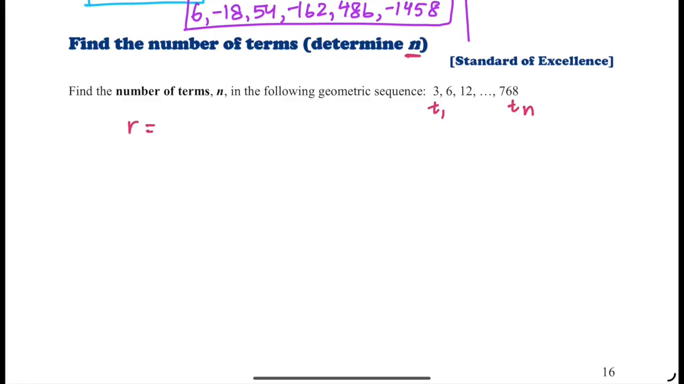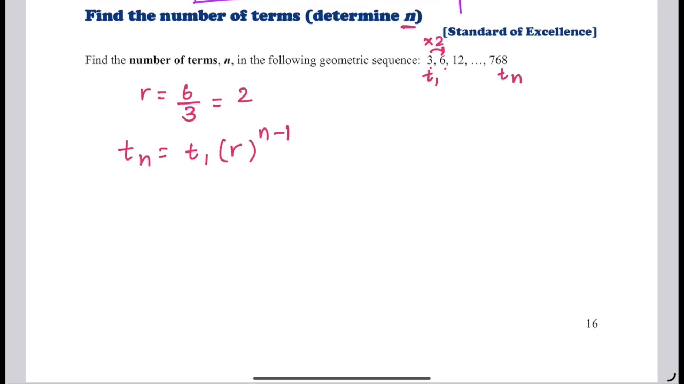What will our ratio be? 2, it's being multiplied by 2. If you're not sure, you can also do 6 divided by 3. 6 is our second term divided by our first term, which will give us 2. So we have everything. All we need to do is write down the formula. Tn is equal to T1 r to the power of n minus 1, right? We don't know what our n is. However, we do know everything else.